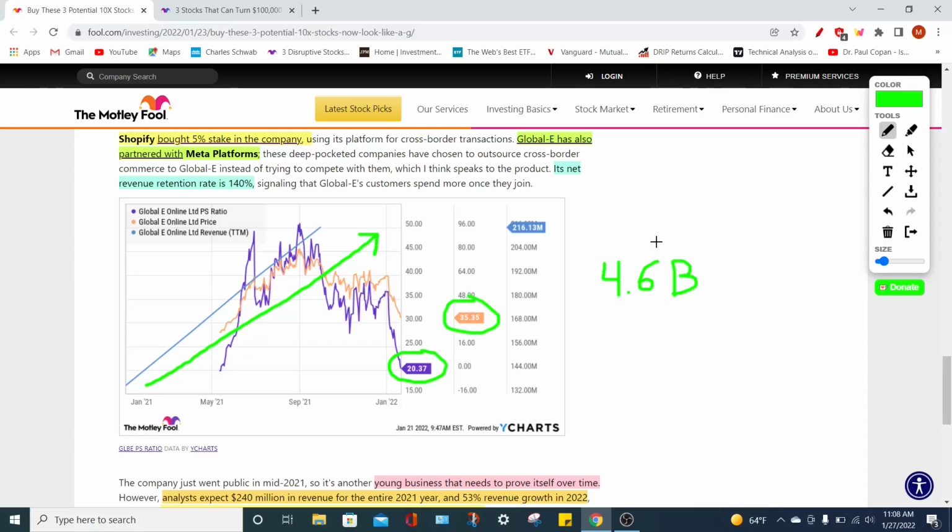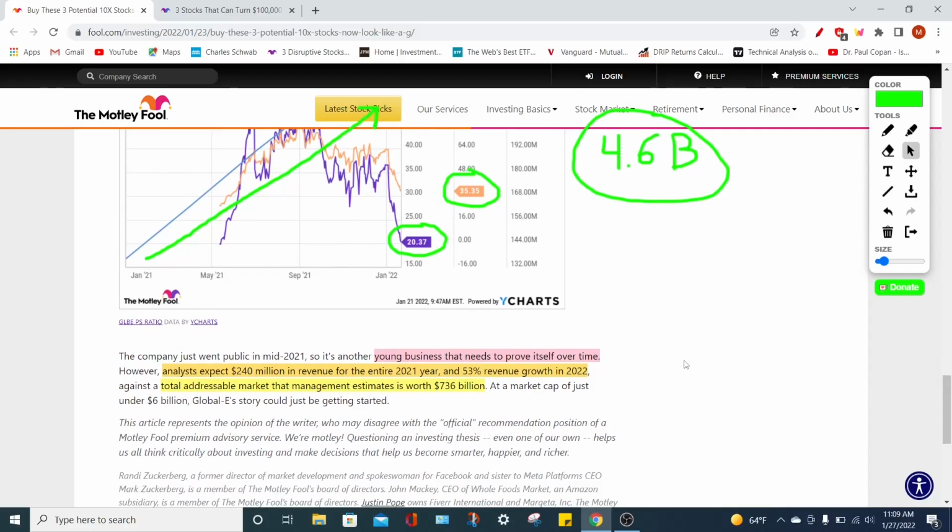So is right now a good time to buy this company? Well, I would say yes, because the market cap is only around $4.6 billion right now, which is extremely small, and we know that Amazon scaled very well in the e-commerce market, and I think Global E, even if they only have a quarter of the success that Amazon has had, this stock could grow exponentially throughout the next couple of years. Now, I do want to say that this is a very young business. However, analysts are very bullish on this overall stock because they expect $240 million worth of revenue for the entire year of 2021 and a 53% revenue increase in 2022.